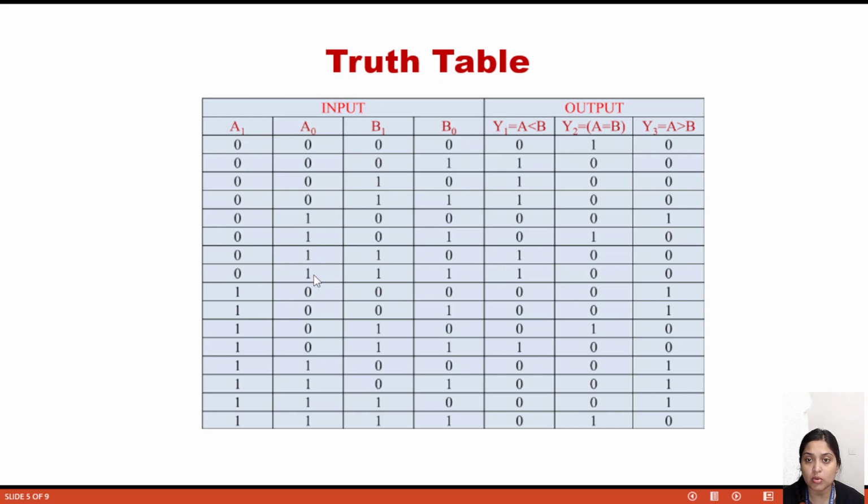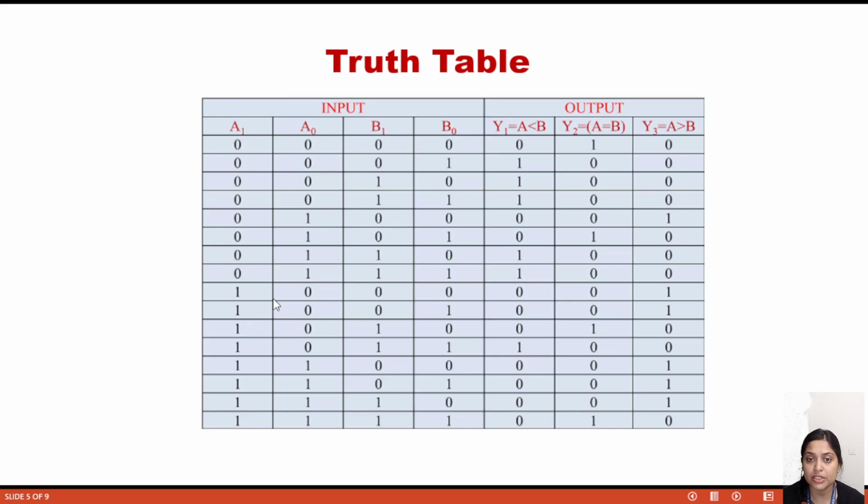So again 0 1 1 1. First of all we will check the MSB, 0 and 1. So in the first case we can understand that A is less than B. So here also for A less than B we will put 1, other positions 0. Then again 1 0 0 0.